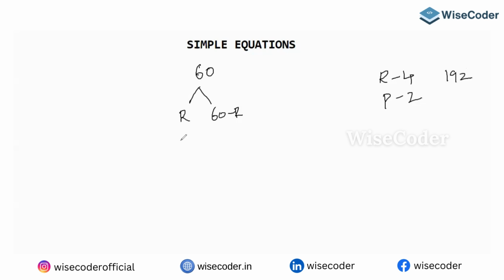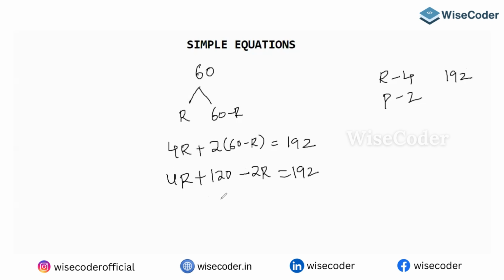What is the total number of legs? 192. So rabbits have 4 legs, so 4R plus peacocks have 2, so 2 into 60 minus R. The total number of legs is 192. So 4R plus 120 minus 2R equals 192. So 2R equals 72, then R is 36. So the number of rabbits is 36. When the rabbits are 36, the peacocks are going to be 24, because 36 plus 24 is 60. So this is method 1.